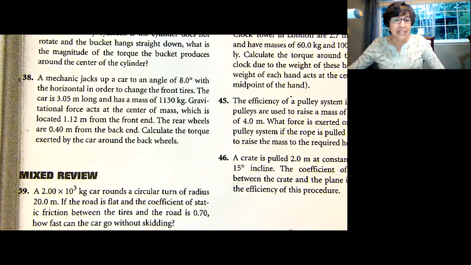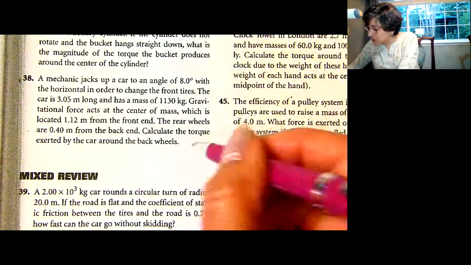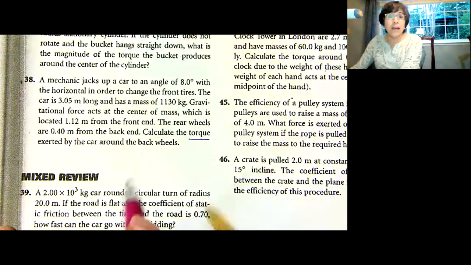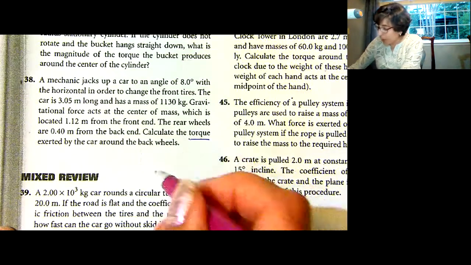Gravitational force acts at the center of mass, which is located 1.12 meters from the front end. The rear wheels are 0.4 meters from the back end. Calculate the torque, here it is, the torque exerted by the car around the back wheels.